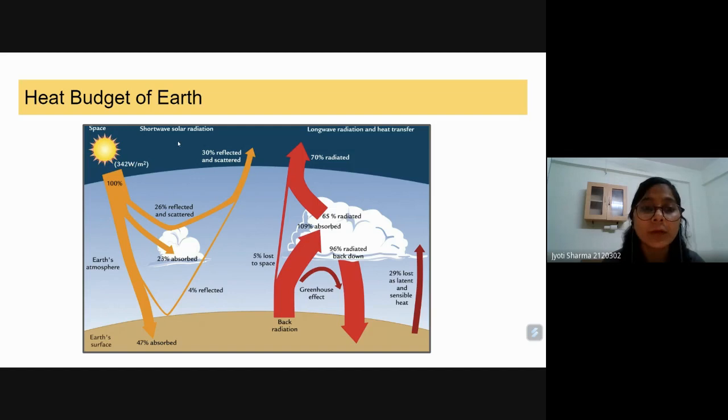Why am I talking about short wave radiation and long wave radiation? Because whenever sun radiation enters the atmosphere, it will be short wave radiation based on the temperature of the sun, which is approximately 5 or 6,000 Kelvin. Because of the high temperature, it gives short wave radiation. But we know that the average temperature of the earth is only 15 or 16 degrees Celsius. So it will give rise to long wave radiation.